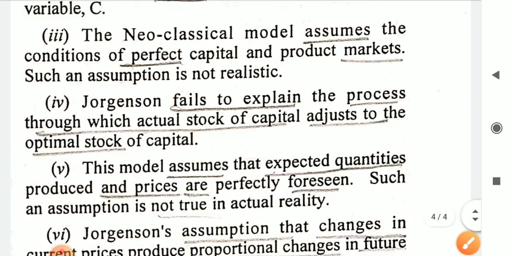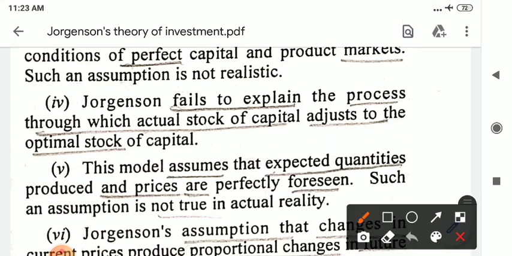Then another type of criticism is that Jorgensen fails to explain the process through which the actual stock of capital adjusts to the optimum stock of capital. See, we have talked about KT. KT was the optimum stock of capital in Jorgensen's model. But how this actual stock of capital got converted into this KT, that is the optimum stock of capital, has not been explained by Jorgensen.